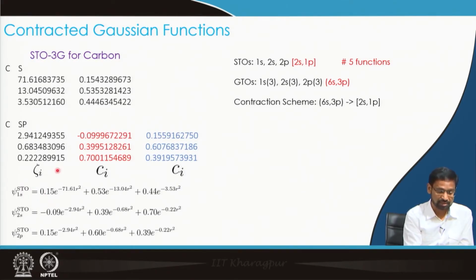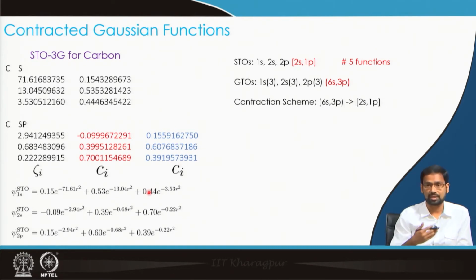as the following. I am just excluding some digits to keep this equation a little readable. So I have 0.15 as the coefficient multiplied by e to the power minus 71 r square. The next term is 0.53 into e to the power minus 13.04 r square. So this way I can construct, this is one Gaussian, this is another Gaussian function, this is another Gaussian function with particular values of coefficients 0.15, 0.53, 0.44. The sum of these 3 functions would actually be the best representation of one Slater type orbital.